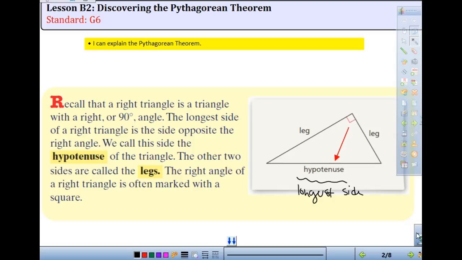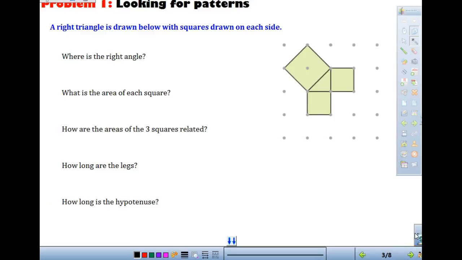Okay? So as we are looking at your figure, we are now going to be looking at that next part down in your notes. And in that next part of your notes, it says, a right triangle is drawn below with squares on each side. Where is the right angle? The right angle is going to be, so let's draw that in. So the right angle in our picture is going to be right here, right? So we're going to draw that in. That's our right angle, okay?